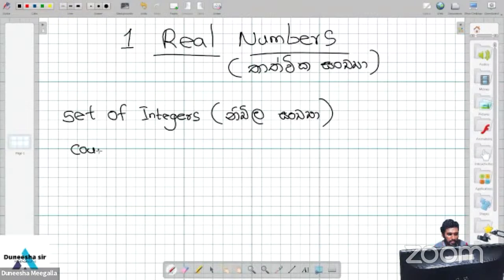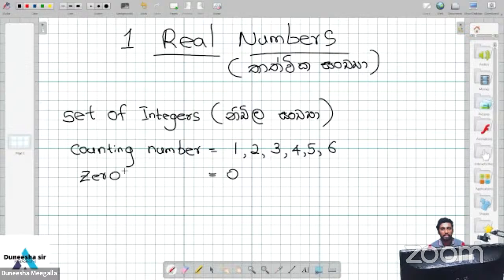What are the counting numbers? Counting numbers 1, 2, 3, 4, likewise. Okay, 1, 2, 3, 4, 5, 6. Then also include the zero. Zero is included in the integer set. Then also include the minus of the counting numbers.